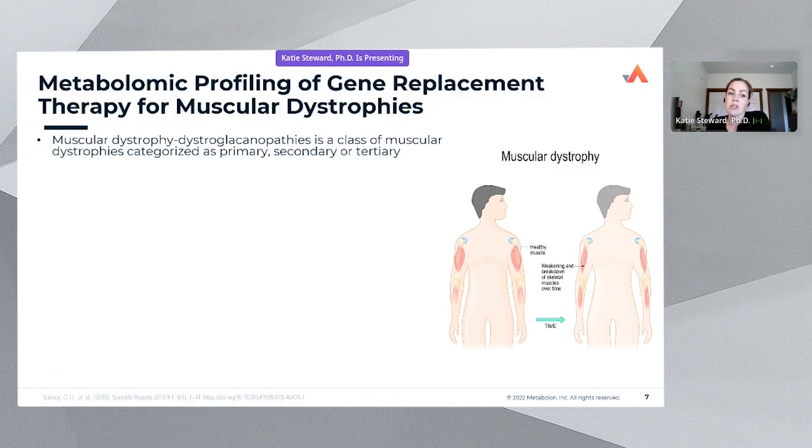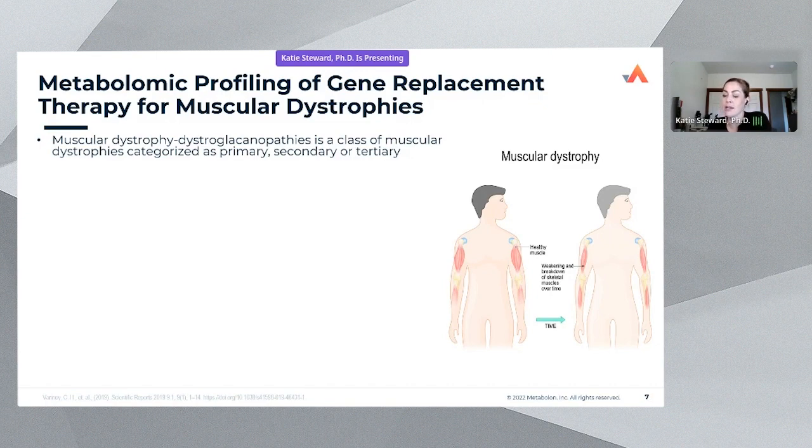This is a muscular dystrophy. Dystroglycanopathies is a class of muscular dystrophies that can be categorized as either primary, secondary, or tertiary. It's a congenital muscular dystrophy, and it's an autosomal recessive disorder. It's associated with defects in the processing and functionality of the gamma dystroglycan, which is an extracellular peripheral membrane glycoprotein anchored to the cell, and it's really part of the transmembrane glycoprotein.